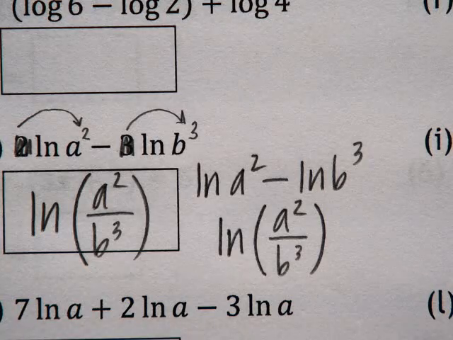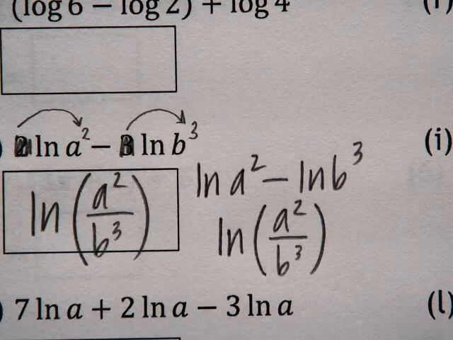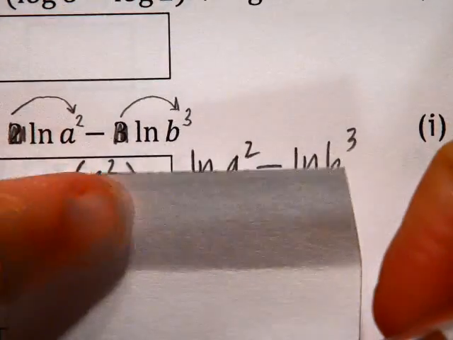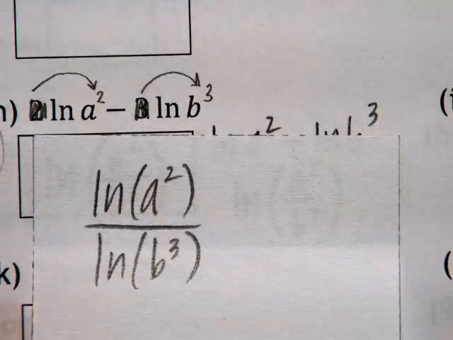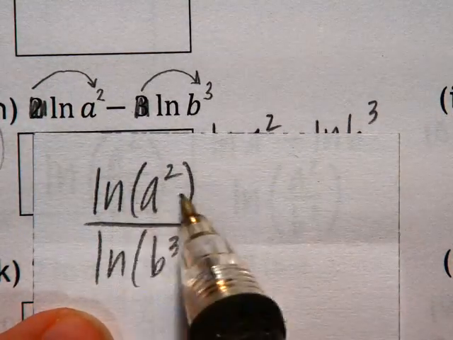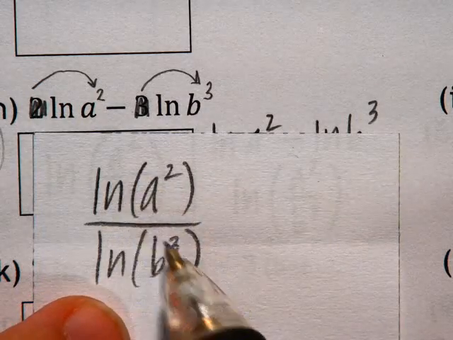Sometimes people mistakenly write their answers as, and I'm going to write this as a post-it, but then I'm going to burn this post-it because this is so wrong. Sometimes people write natural log of A squared over natural log of B cubed, thinking, oh, I did it, it's divide. And that's not right. The whole point of condensing is that you have fewer logs than you started with.